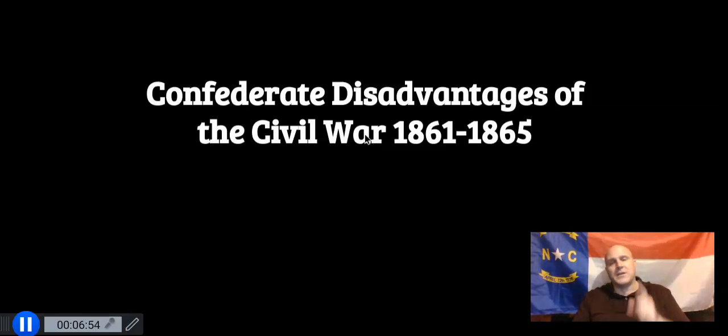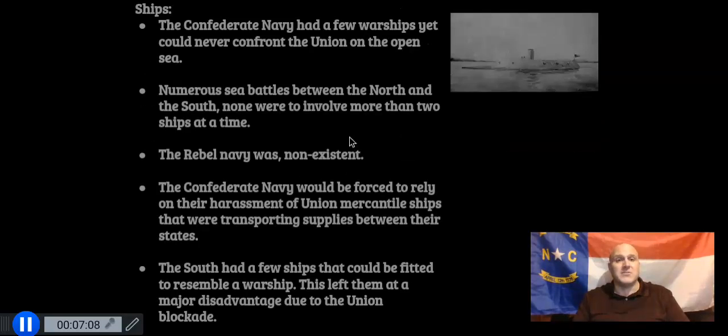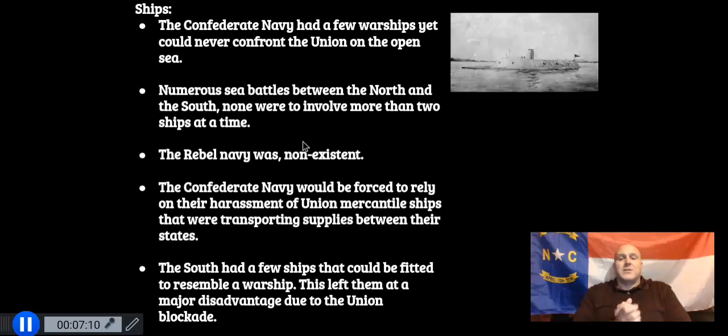Now the disadvantages. The South had an overabundance of disadvantages that helped lead to their defeat in the Civil War. They were outnumbered, outsupplied, and outfought. Some of the major disadvantages of the Confederacy: their ships. They had very few warships. Remember, the Union had them all, 600 in their Navy, so they really couldn't fight in the open sea.